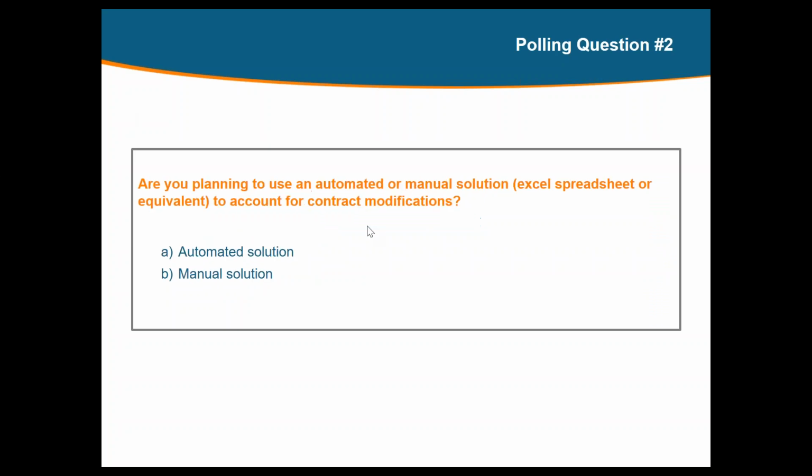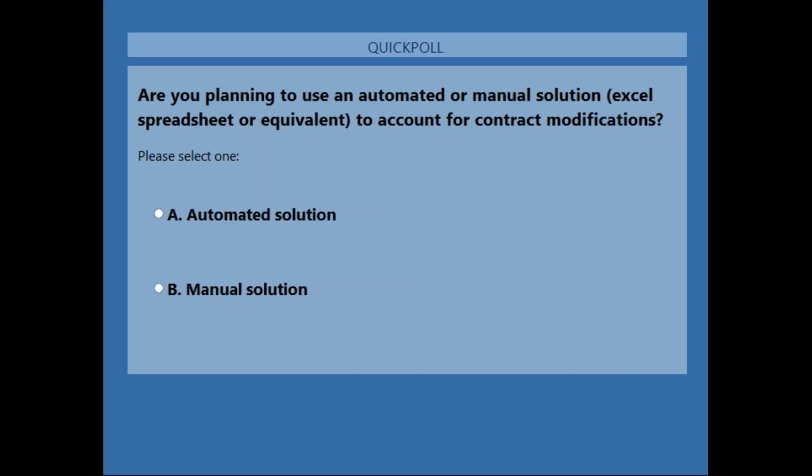The next poll question is, are you planning to use an automated or manual, such as Excel spreadsheet or equivalent, solution to account for contract modifications? Do you use an automated solution or a manual solution? And the poll is up. This one should be a little easier, only 2 choices. Give it a couple more seconds if you haven't voted.